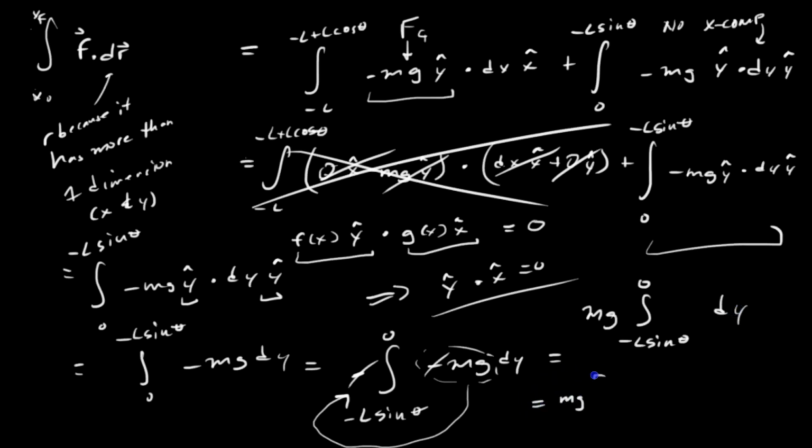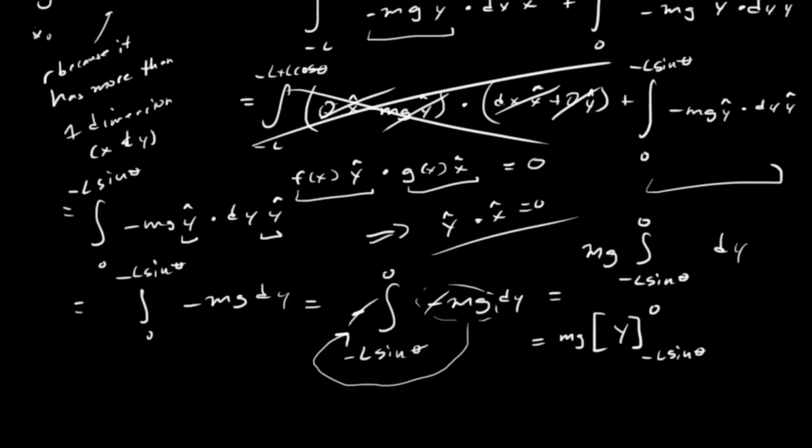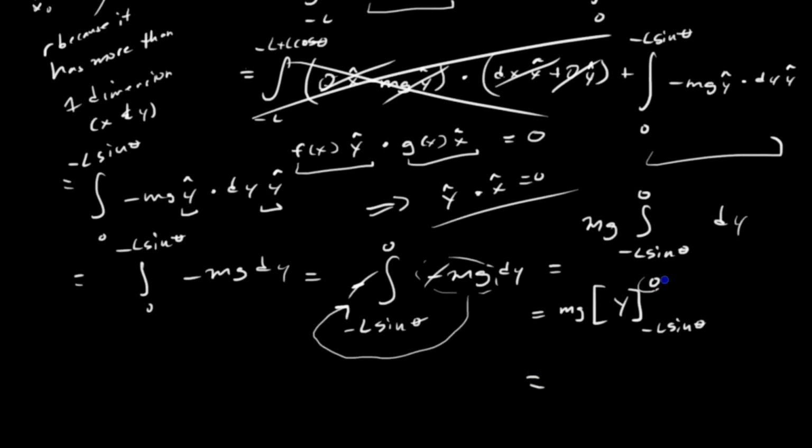equals mg, just the constants. The integral of dy, as shown in the previous example, is just y. And we're evaluating this from negative L sine of theta to 0. So let's plug in 0, using the same tools as in the previous example. We're going to plug in 0, and then subtract that from negative L sine of theta when we plug it in. So we have this mg.